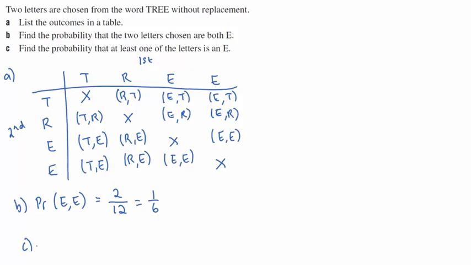The next question asks us to find the probability that at least one of the letters is an E. Well, to do this, what you need to do is go through and count how many of the 12 outcomes have an E in them. And if you do this, you'll find that there are 10 outcomes. The only ones that don't have an E are RT and TR. So there are 10 possibilities out of the total 12 possibilities. So 10 over 12, which is the same as 5 over 6.